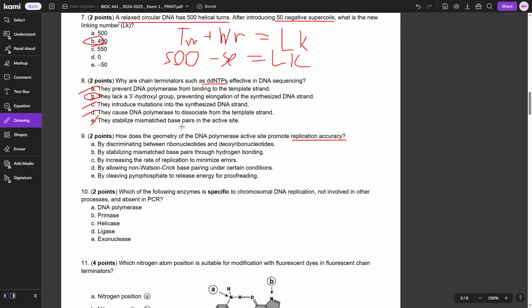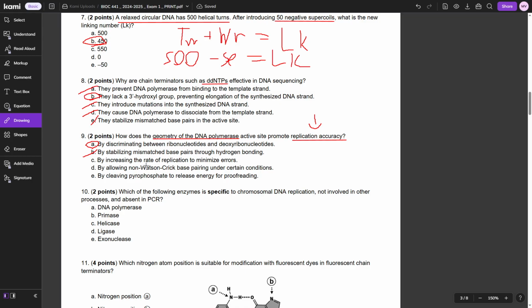Okay, so by discriminating between ribonucleotides and deoxyribonucleotides. That's pretty true. That does explain the geometry. Remember the geometry of DNA polymerase is very specific, so that it doesn't pick up any ribonucleotides that have the 2' OH group. So I like that answer. It's a good answer. By stabilizing mismatched base pairs through hydrogen bonding. That actually wouldn't promote replication accuracy. That actually kind of goes against that. If it stabilized mismatched base pairs, that actually decreases replication accuracy.